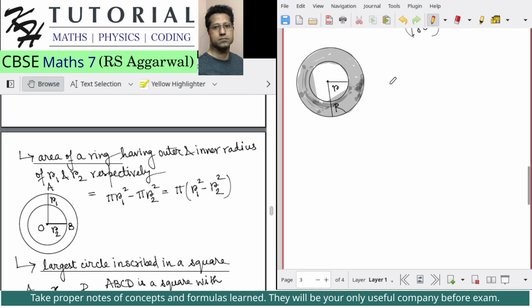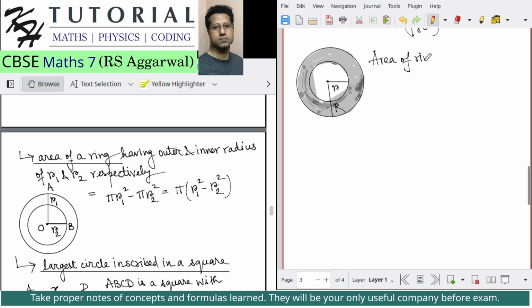Now, how do we find the area of the ring, that is the shaded region? How do we find the area of the shaded region, which is the ring? The area of the shaded region is nothing but, if you consider the outer circle, if you find the area of the outer circle and if you subtract from that the area of the inner circle, it will be the area of the ring.